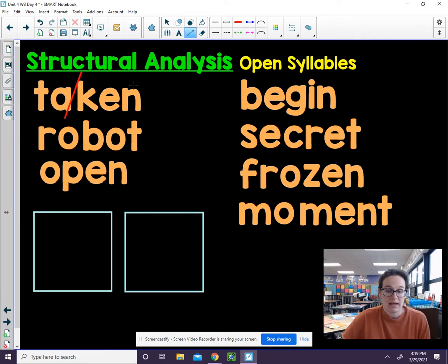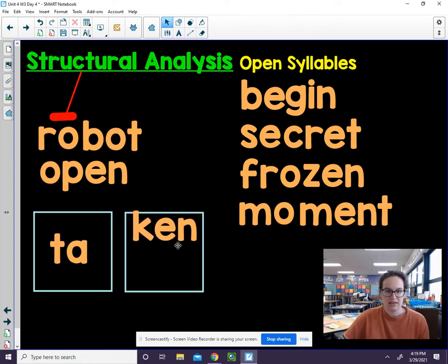between the A and the K. Taken. When a syllable ends with a vowel, as we see here, the vowel sound is usually long. This is called an open syllable. So the vowel sound in the syllable TA is A, taken. We can separate those down here, taken.